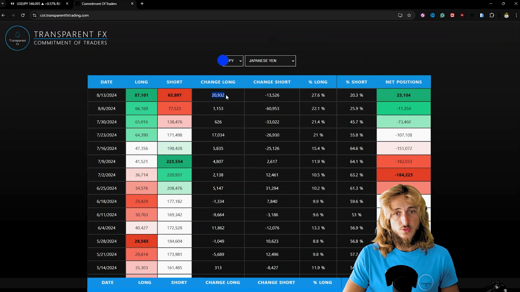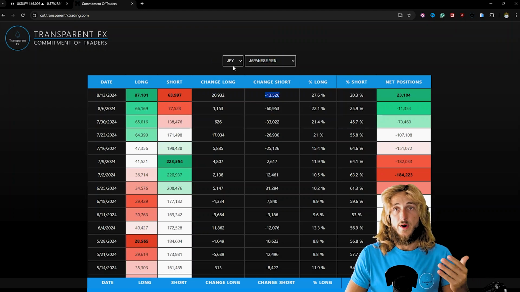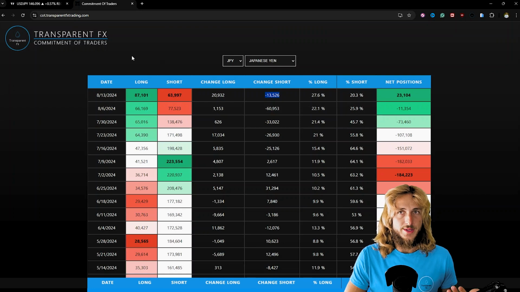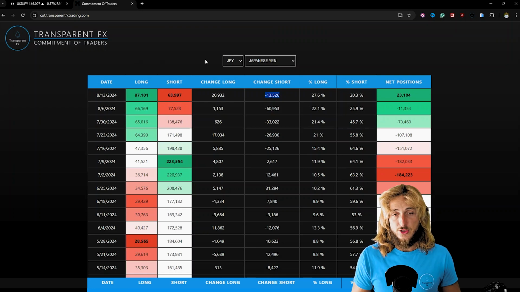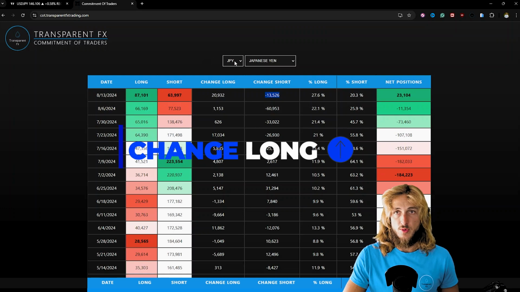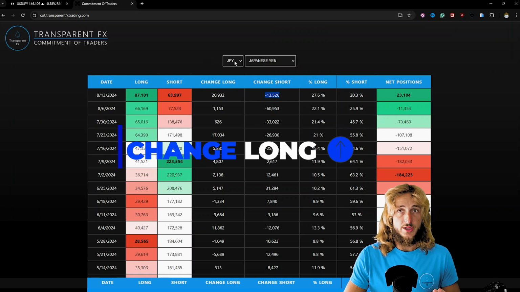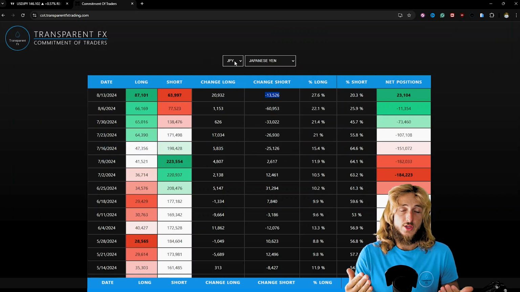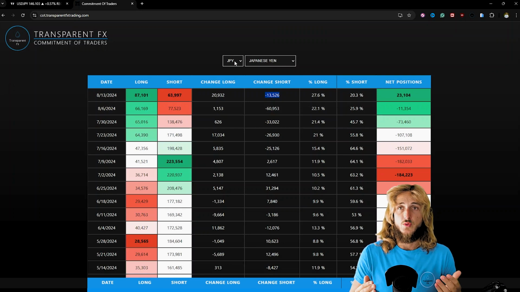In fact, we can see 20,000 longs added to the last report and 13,000 shorts getting closed. Now, this is exactly what you expect if USDJPY is trending lower, which at the moment it is. You expect that the shorting of USDJPY is coming from institutions longing the JPY. Because if institutions are longing the JPY, in order to long the JPY, they're simply shorting USDJPY.